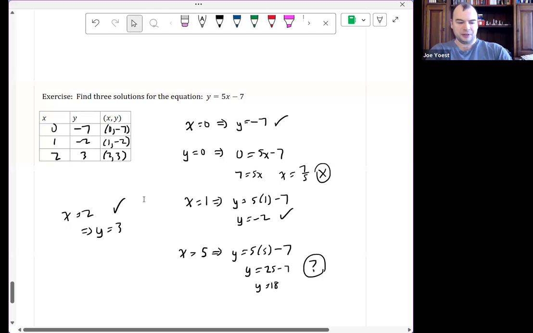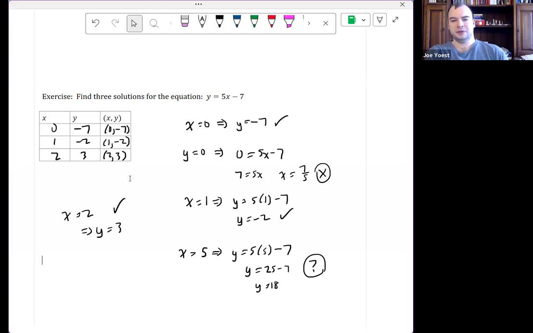Okay, so let's go through the answer to this one, and then we'll wrap up for today. So we see if we try x equals 0, we get pretty easily y equals -7. Nice integer coordinates. Let's use that one, 0 comma -7. If we try the other one, y equals 0, well then 0 equals 5x minus 7. It turns out that x equals 7/5.